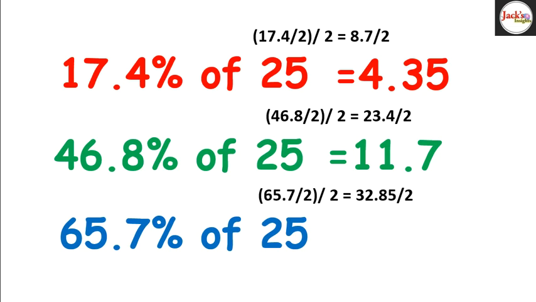Now get the half of 32.85. Half of 32 is 16, and half of 0.85, so let us consider 0.85 as a whole number, which is 85. What is half of 85? That is 42.5. Okay, so 42.5 or 0.425. Now we have 16 plus 0.425.